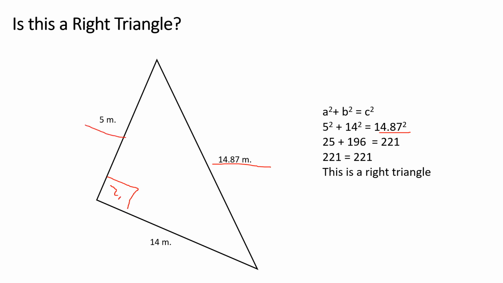Here's a leg, 5, and here's a leg, 14. So 5 squared plus 14 squared should equal 14.87 squared. 5 squared is 25. 14 squared is 196. 25 plus 196 equals 221. 14.87 squared is 221. So this is a right angle.